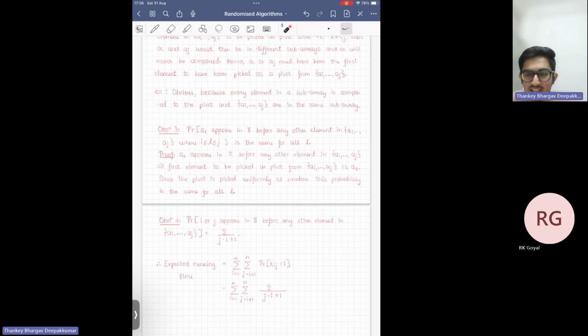So let's say I was 1, J was 4. Then what I'm saying is A1 or A4 appears before the other three elements. So A1 and A4 will appear in pi before any element in the set A1, A2, A3, and A4.